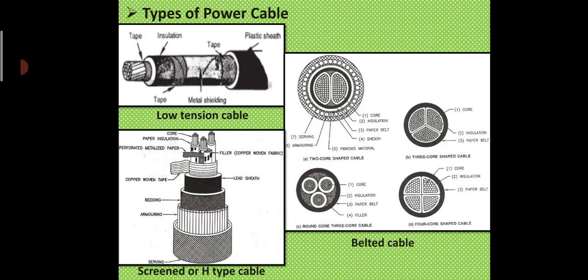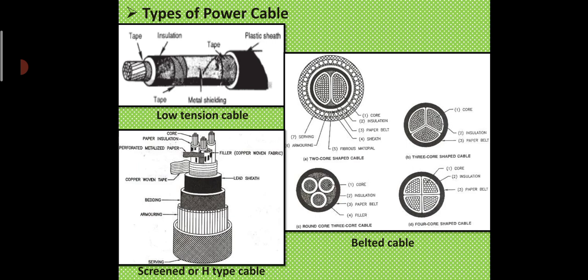Now, classifications of different types of cables. On the basis of number of cores: 1 core, 2 core, 3 core, 4 core and 3 1/2 core. Classification on the basis of voltage, on the basis of space applications, on the basis of insulations, on the basis of sheath, on the basis of armoring, and on the basis of construction. There are a number of classifications of the cables.